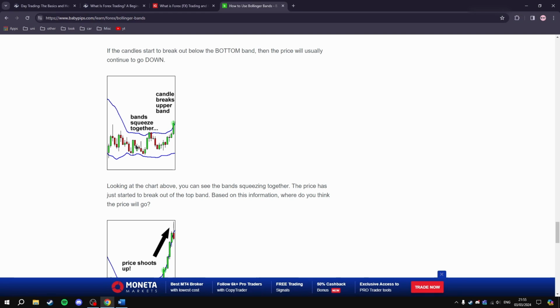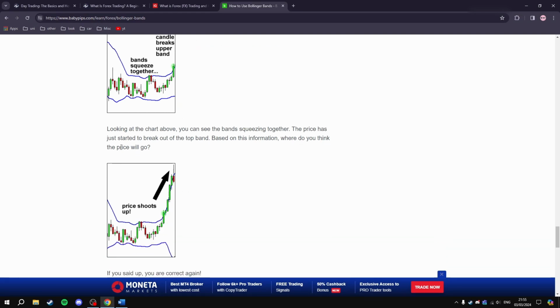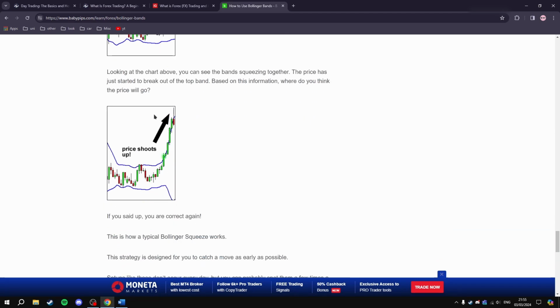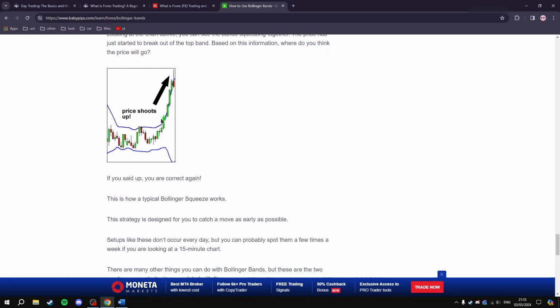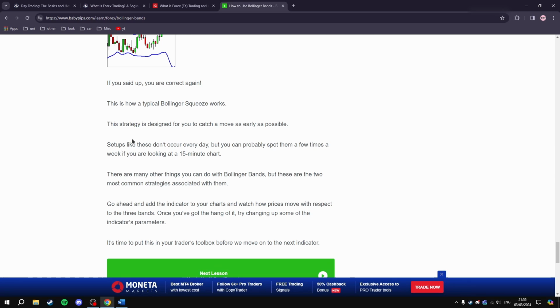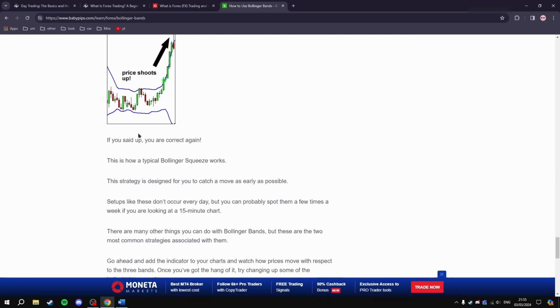Candles break the upper band, bands squeeze together, so it's usually go up. Look at the chart above, you can see the bands squeezing together, so it goes from this width to this width. The price has just started to break out of the top band here. Based on this information, where do you think the price will go? Price shoots up. If you said up, you are correct again. This is how a typical Bollinger Squeeze works. This strategy is designed for you to catch a move as early as possible.